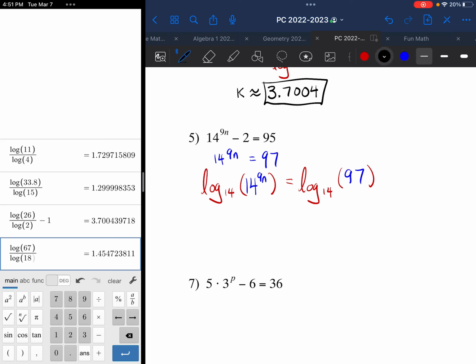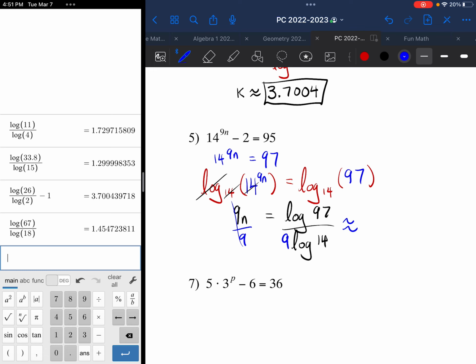All right, so what cancels? The logs and the base cancel, leaving us with just 9n. And on the right side, I'm going to do my change of base formula, meaning I have a log of 97, oops, that's not a 7, 97 divided by a log of 14. And you've guessed it, we need to divide both sides by 9. So divide by 9, which means I just put another 9 in the bottom here, and we are solved for n.